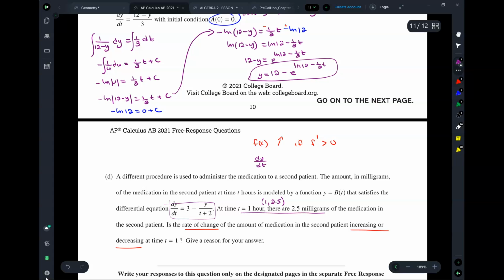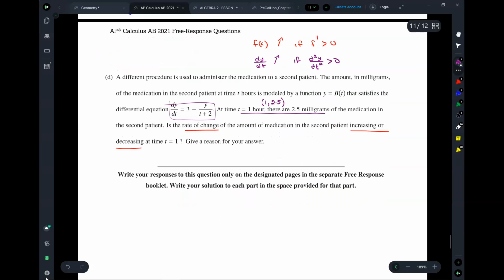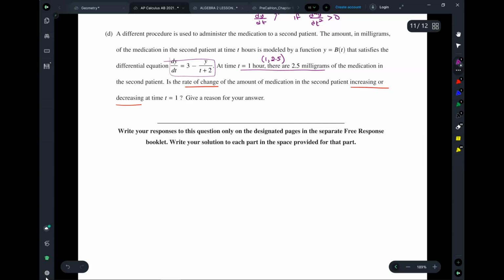We want to see if the rate of change is increasing. dy dt is increasing if its derivative, d squared y dt squared, is positive. So this question is testing you on that relationship. Any quantity is increasing if its derivative is positive. So what we have to do is take a derivative of that. So we need to take d squared y dt squared.